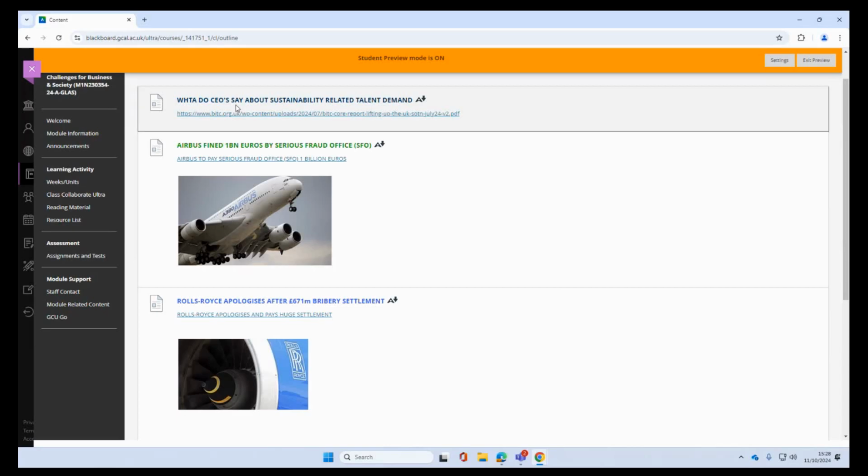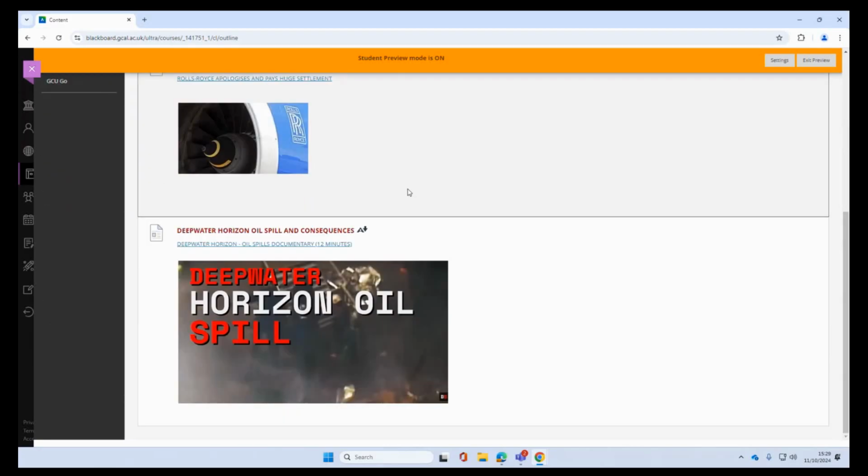I used the example of Airbus last week, where they were fined €1 billion by the Serious Fraud Office for corruption charges. Rolls-Royce also, I found, they are one of the largest aircraft engine manufacturers, of course, apart from the luxury cars as well. And they actually settled a huge fine as well, £671 million. And of course, we mentioned the Deepwater Horizon.